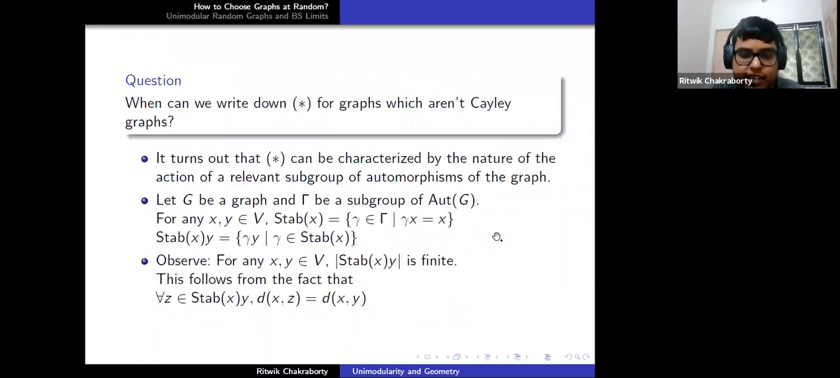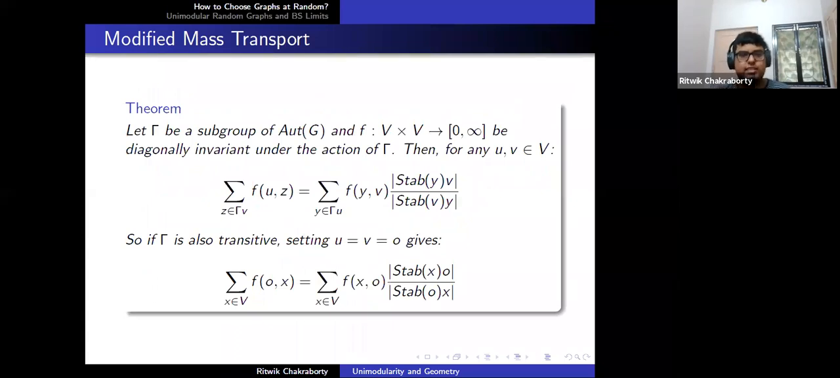It turns out that this mass transport equation can be characterized by the nature of the action of a relevant subgroup of automorphisms of the graph, right? Let's see why that happens. Here's some standard terminology. Given any point x, Stab(x) is going to be the stabilizer of x, right? Stab(x) acting on y is exactly the orbit of y under the elements of Stab(x). Having seen that, though I'll not be proving this now, it turns out that if you have any diagonally invariant function f which is also non-negative, then it satisfies a modified mass transport equation. In particular, you just need to look at the equation downstairs. This is for graphs which are in fact transitive. You see that there is just a fudge factor on the right-hand side, this finite constant over here, which was not there in the Cayley graph case, right?